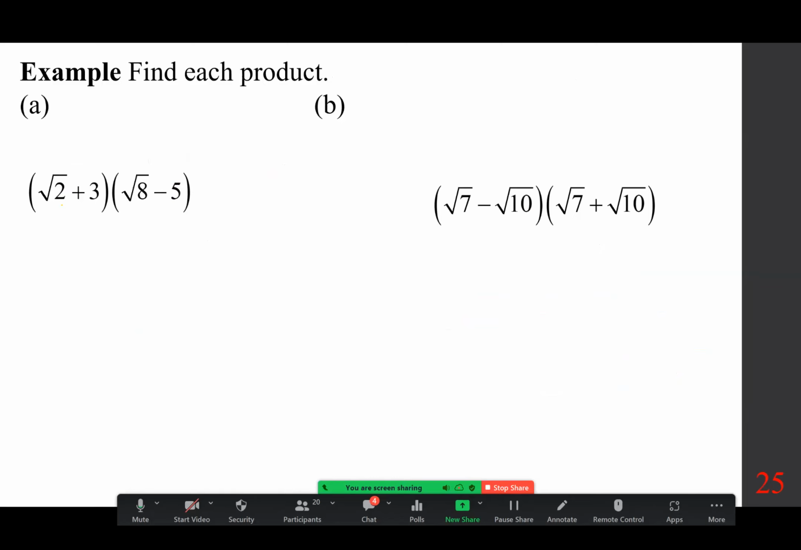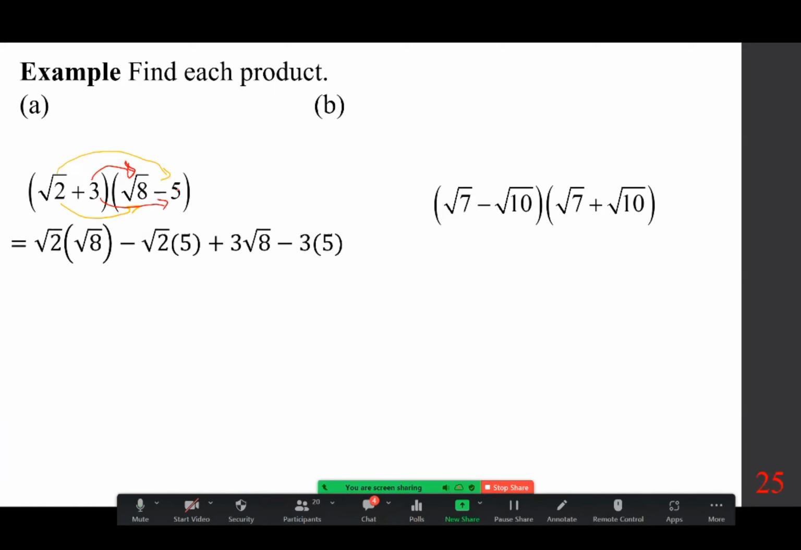We do the foiling, multiply these two, multiply these two. So square root of 2 times square root of 8, square root of 2 times -5, multiply these two, multiply these two. This is foiling. And so it becomes very simple.